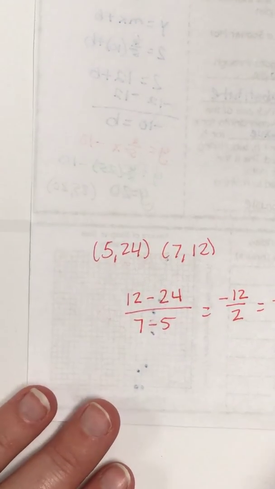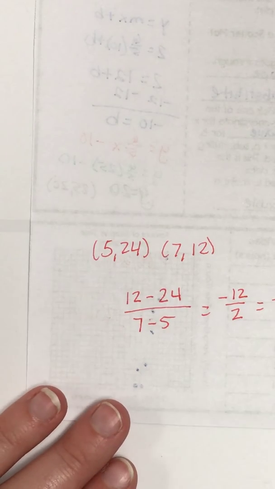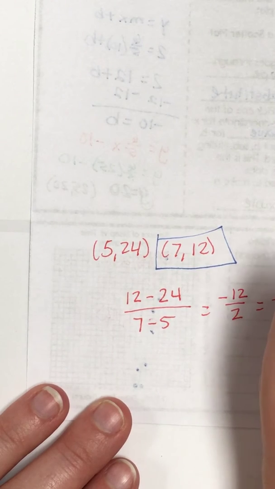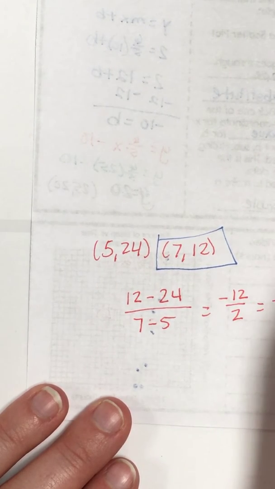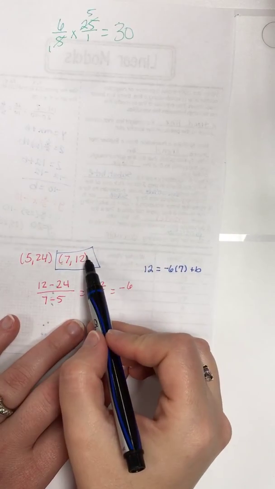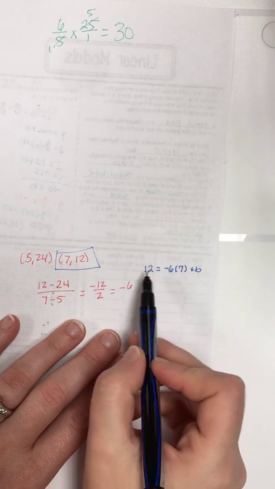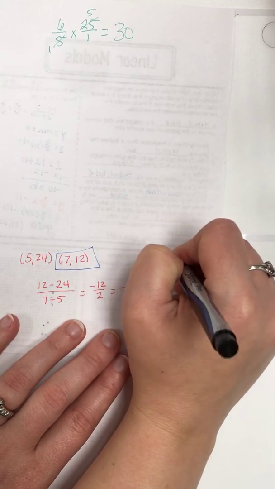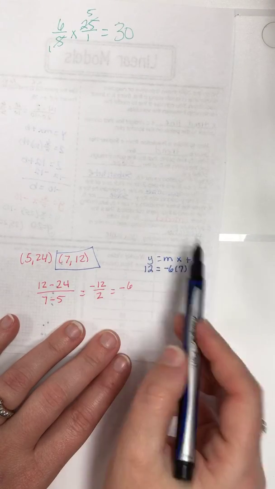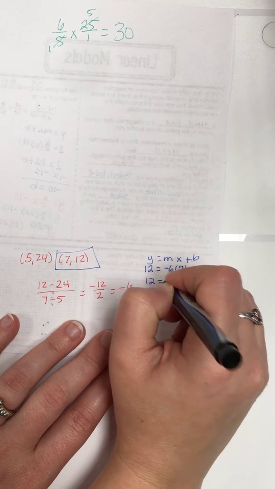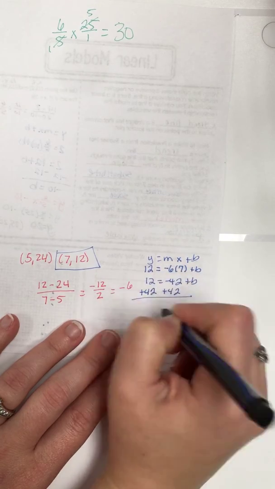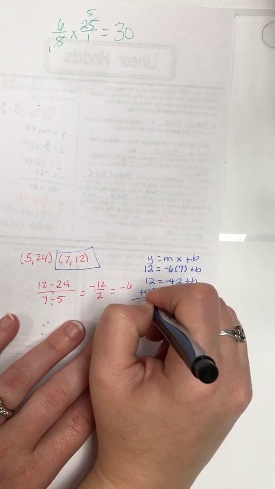Then I'm going to take my equation, and I'm going to choose (7, 12). So 12 equals negative 6 times 7 plus b. Sorry, can't see that. Here's my y, here's my x, here's my m. y equals mx plus b. y is 12, m is negative 6, x is 7. I don't know b yet. So 12 is equal to negative 42 plus b. Add 42 to both sides, and my y-intercept would be 54.